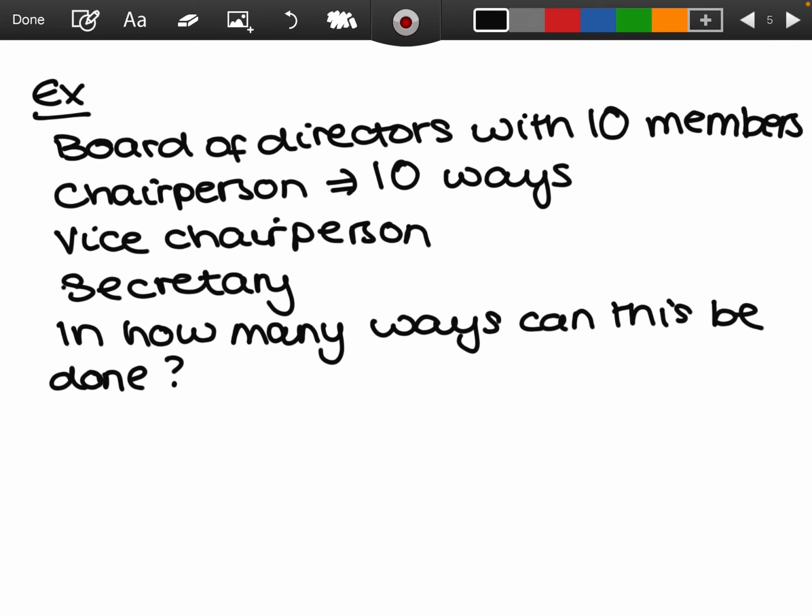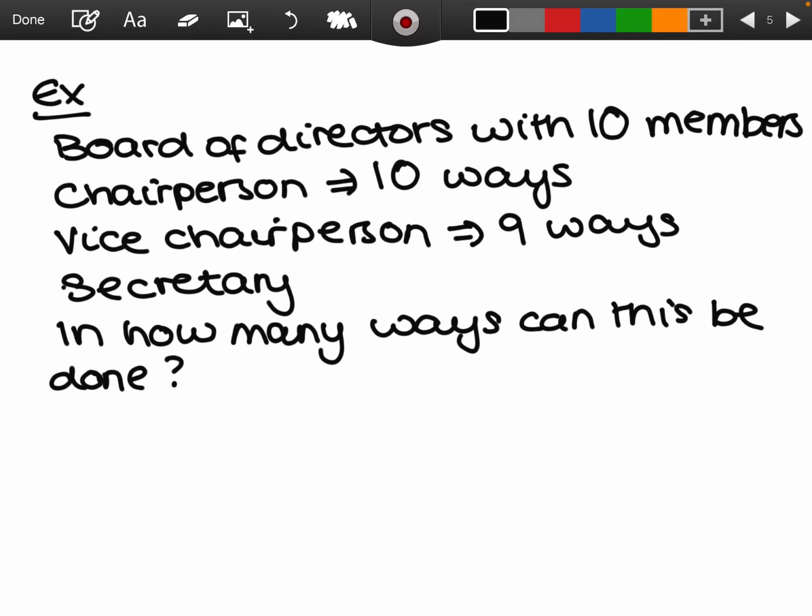For the vice chairperson, I've already picked my chairperson now. I've now got to pick the vice chairperson. Well, I've already got one person out of the running for that particular position because that chairperson can't take on both positions. So the chairperson is out and I have 9 possible people that could be the vice chairperson. So there are now 9 ways of picking the vice chairperson.